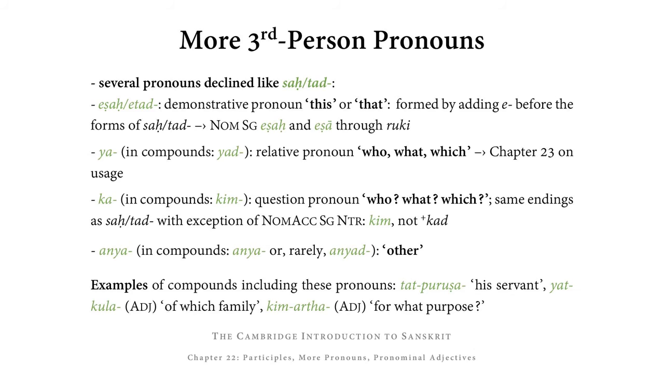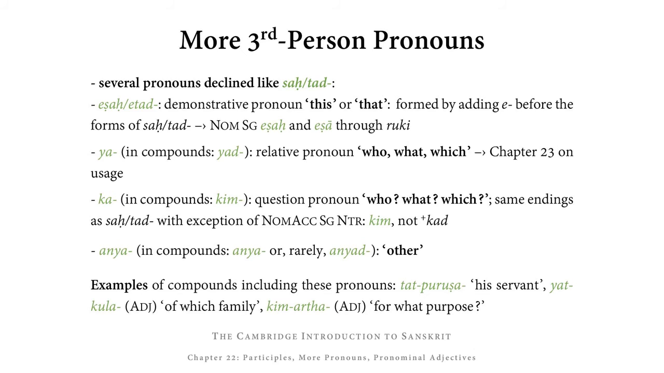Now, in all the forms of sa/tad that begin with t, this e has no further effect. So, for example, we have a masculine accusative singular etam, we have a masculine nominative plural ete, and so on. However, in the two forms of sa/tad that begin with s, namely nominative singular masculine sa and nominative singular feminine sā, the e causes ruki, and so we don't have e-sa and e-sā, but eṣa and eṣā.